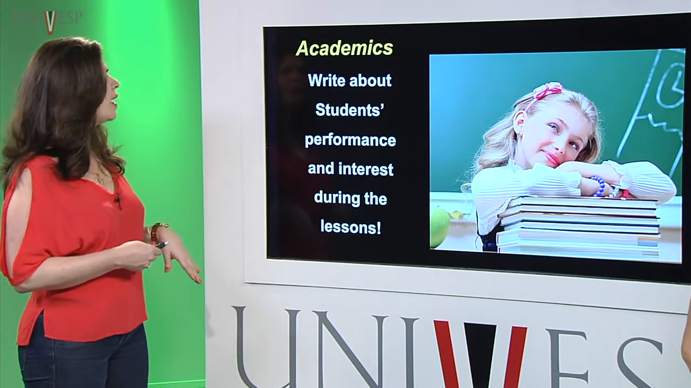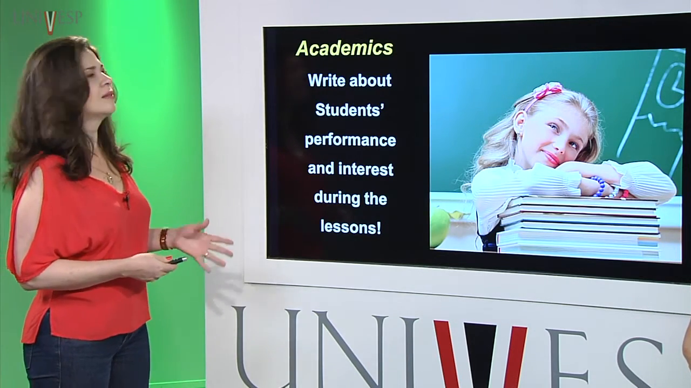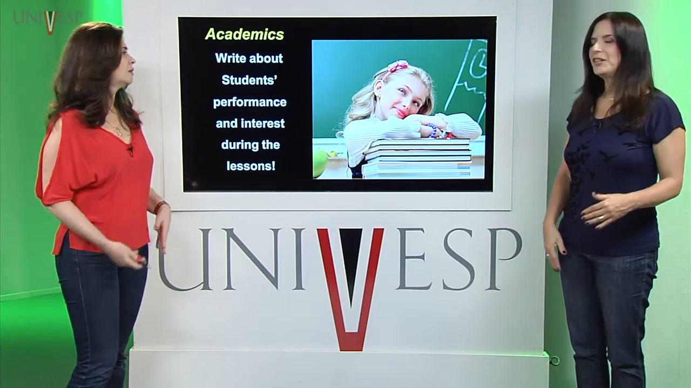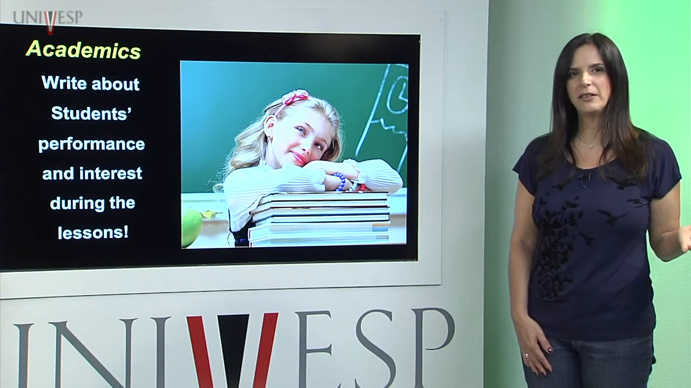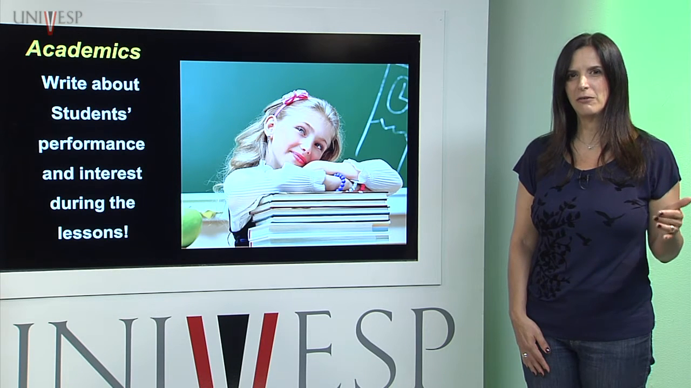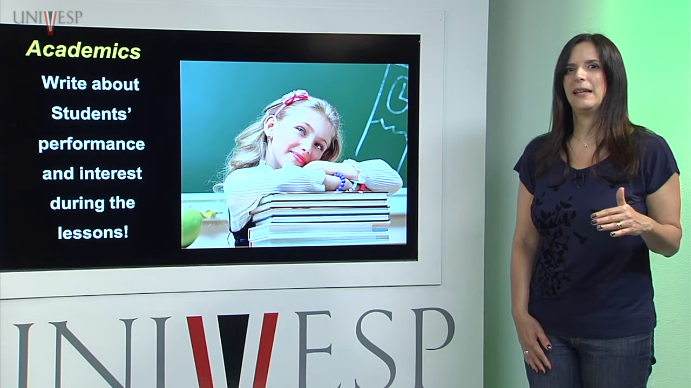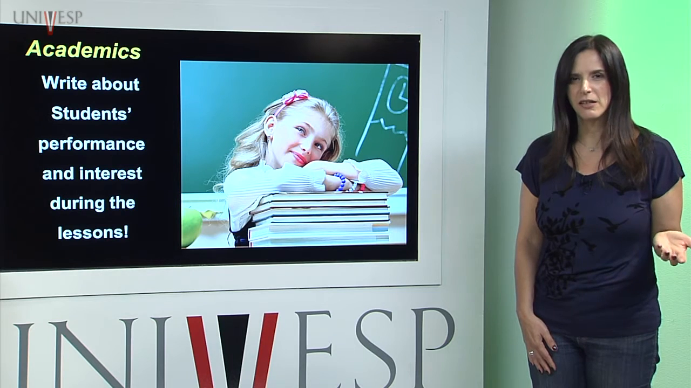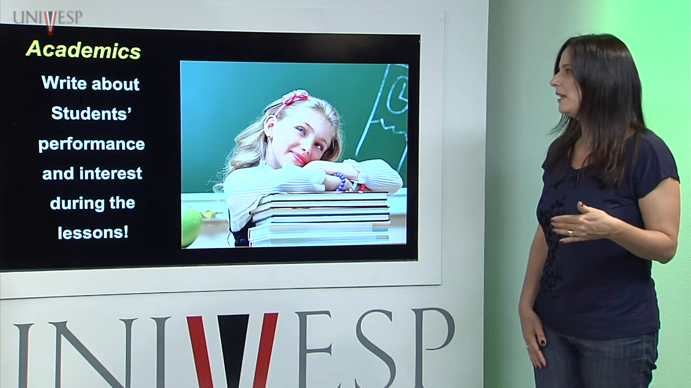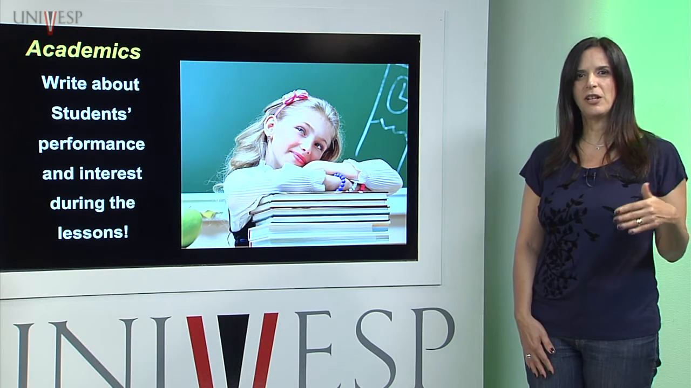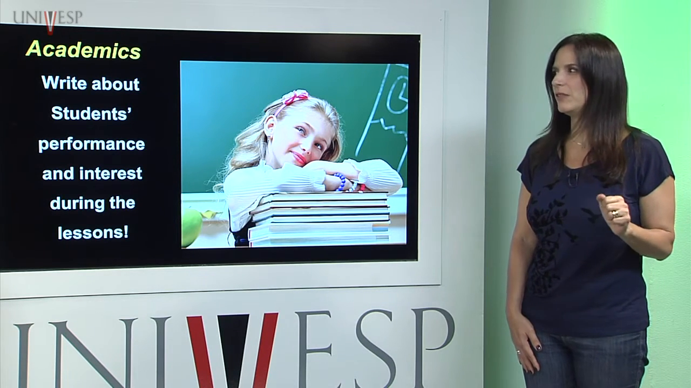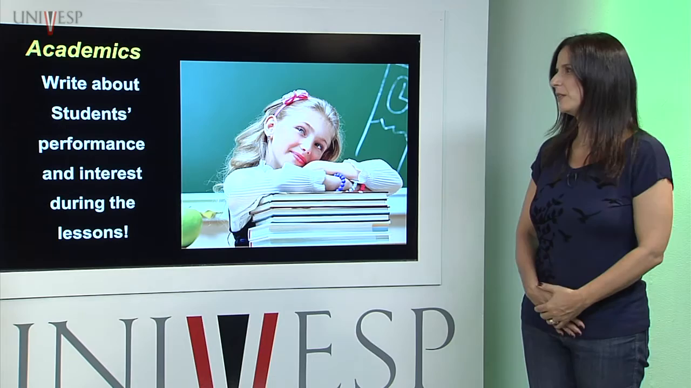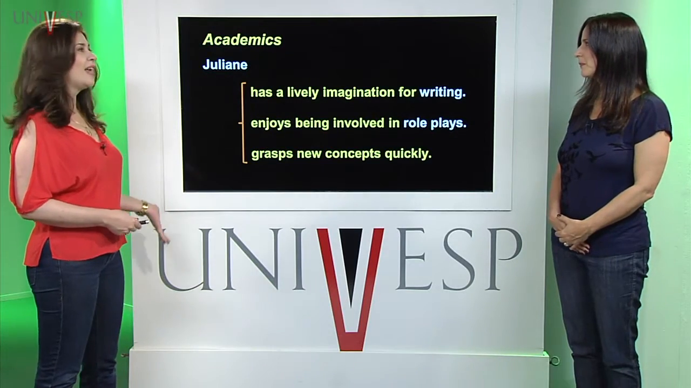Okay, let's continue. How about here, academics? What is it, Marcia? Well, here you write about the student's performance and interest during the lessons, ou seja, a parte acadêmica do aluno, como é que ele tem desenvolvido as competências que a escola está tentando ensinar, e como que ele se comporta em termos de... ele mostra interesse durante as aulas, ele parece desinteressado. É esse tipo de comentário que você vai fazer. Okay, now let's see the language for that.